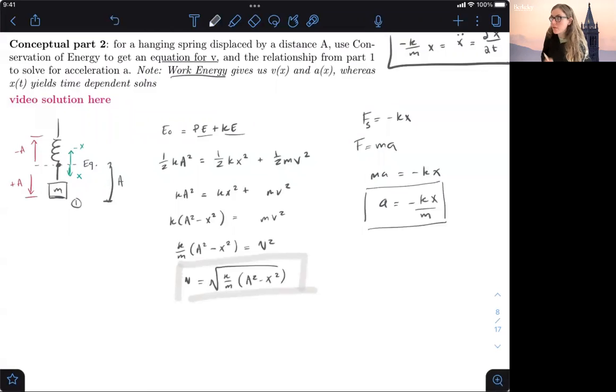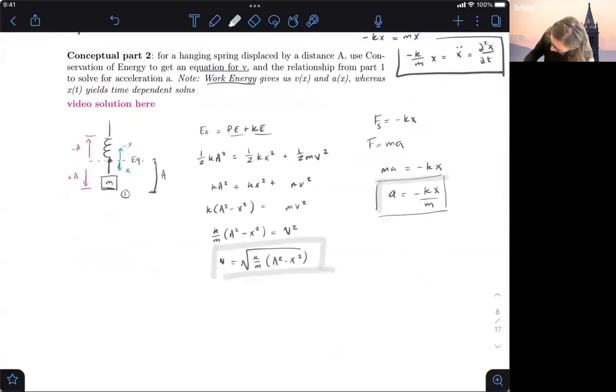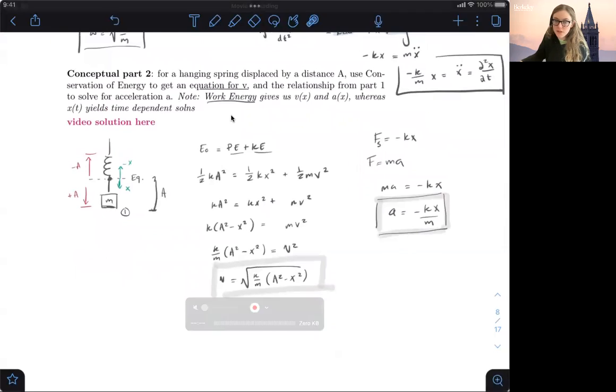Okay, so that's our final solution here. Technically this would be x of t here. So we're balancing our spring force and the acceleration, but this acceleration is still changing with respect to time, so keep that in mind. Acceleration is a function of x. If we know what our x is and we plug it in, we can find our acceleration at that point. Okay, so that's using work energy.